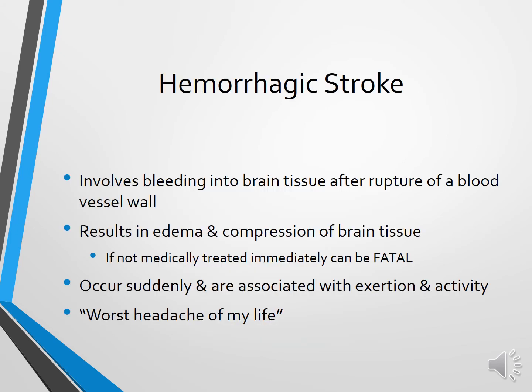Hemorrhagic stroke involves bleeding into the brain tissue after a blood vessel has ruptured. This is going to result in edema and compression of brain tissue. As I previously mentioned, you've got bleeding into a confined space, putting pressure on areas. This can be fatal very quickly, and it makes sense. You're bleeding out. It's going to have systemic effects as well as very dire effects on the brain tissue that's being compressed. Now, these are associated with exertion and activity.